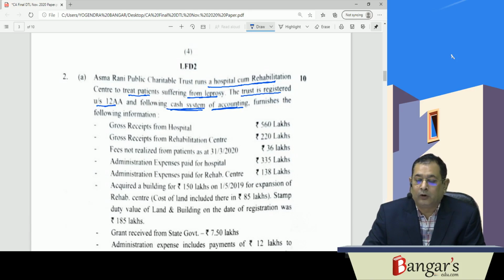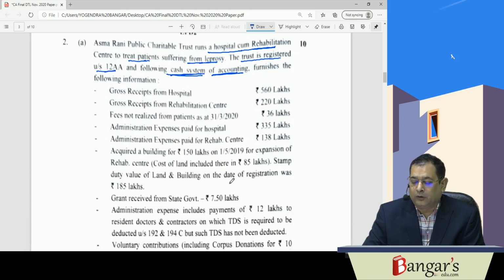Now the trust is following cash system of accounting. This is an important point. It furnishes the following information. First is what? Gross receipts from hospital is rupees 560 lakhs. It exceeds 1 crore. Gross receipts from rehabilitation center 220 lakhs. Fees not realized from the patients as on 31/3/20.